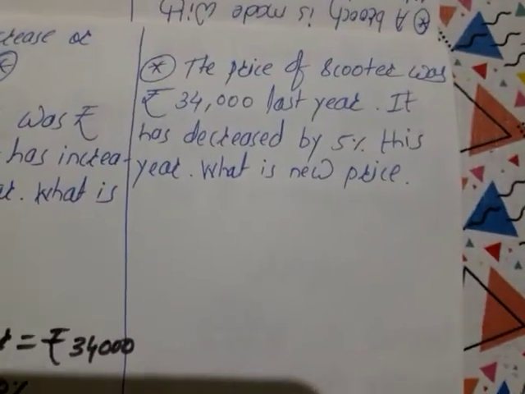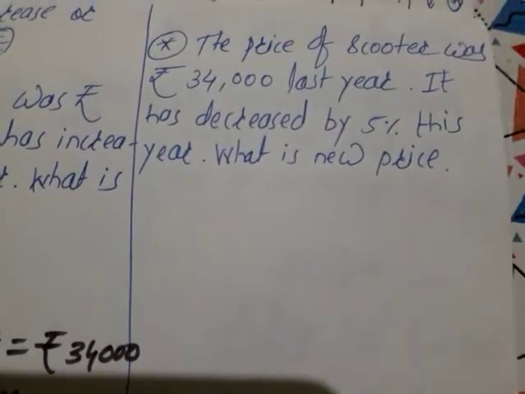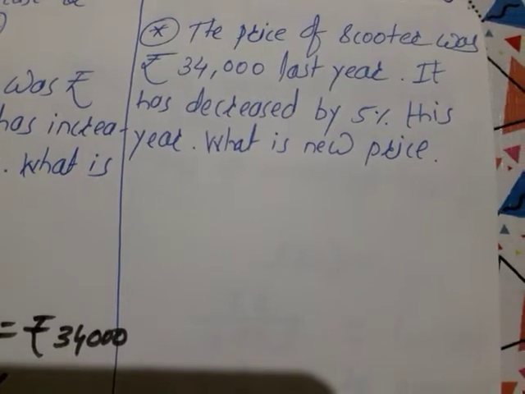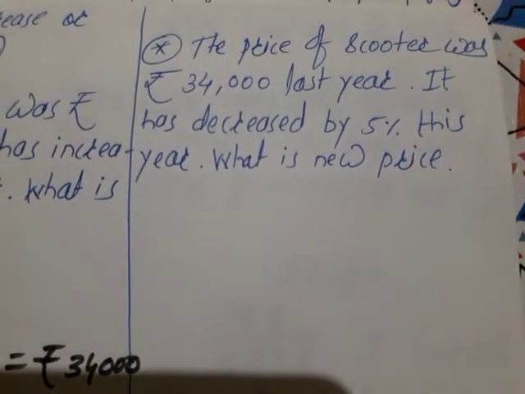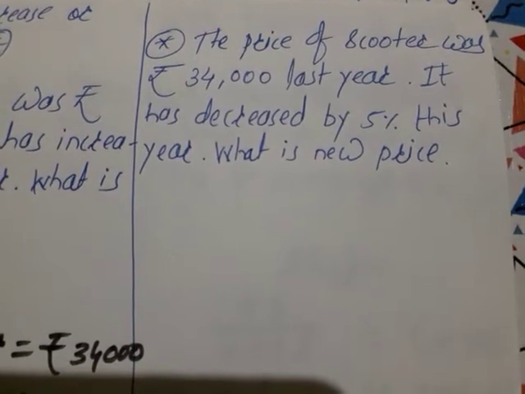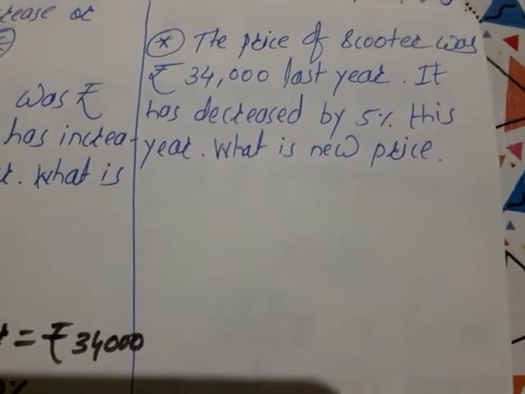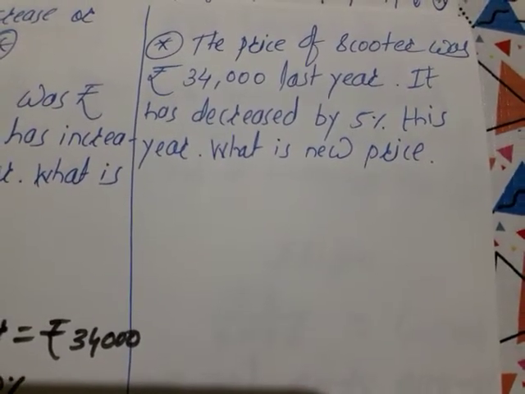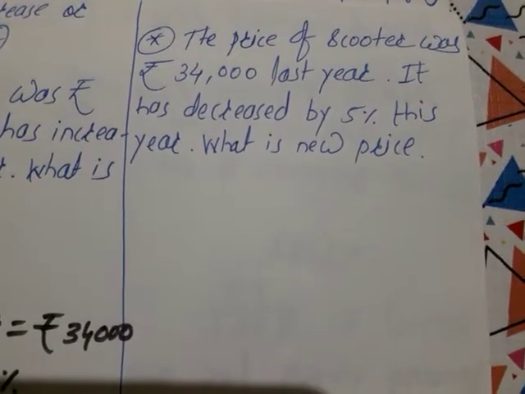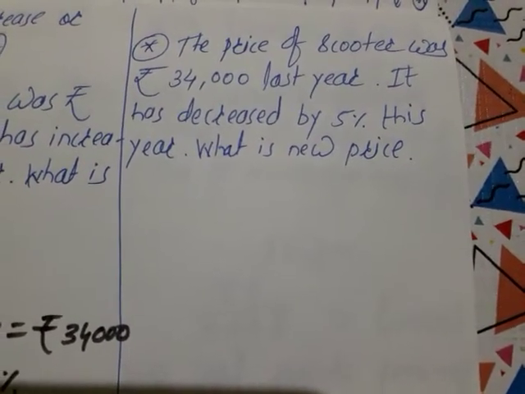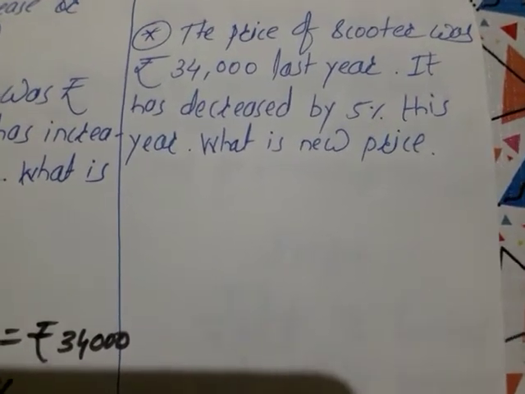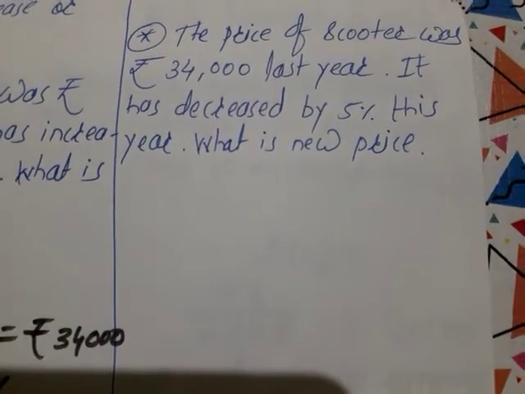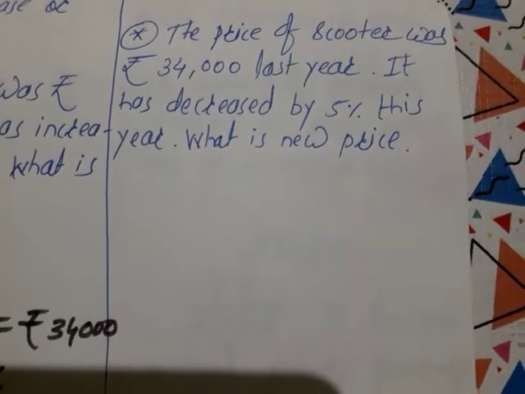The next example is written, same example, but only the decreased amount is written over here. Look and try to understand. The price of a scooter was rupees 34,000 last year. It has decreased by 5% this year. What is the new price? Means last year the scooter price was 34,000. Now that price has decreased this year by 5%. Then what will be the new amount?